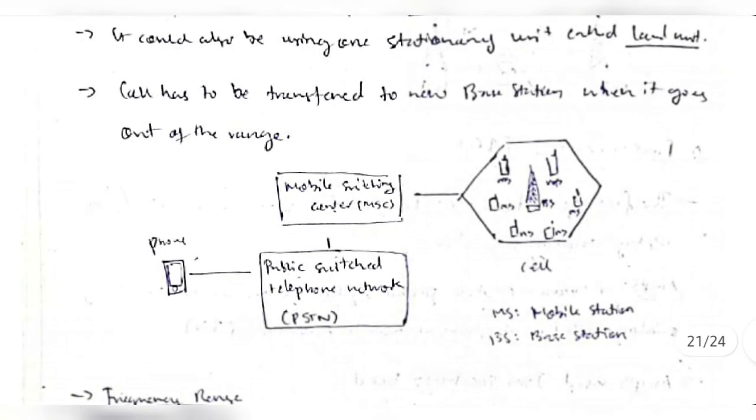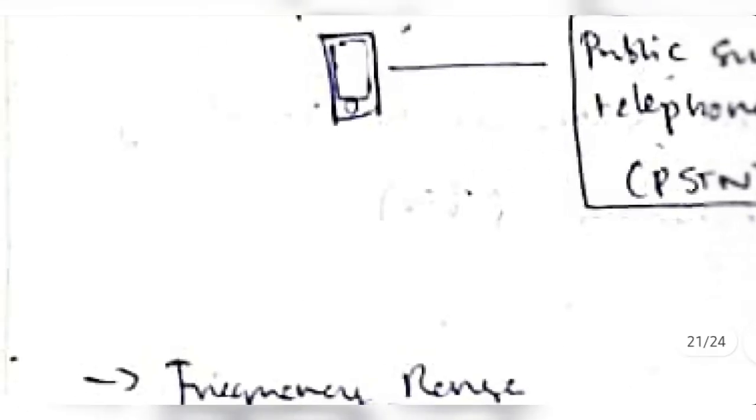And if the call is to be transferred to a new base station when it goes out of the range, suppose that you are moving in a car. See here, this one base station, this one base station. If you are moving in a car from this one to this one, the range of this one is this much only. When you go out of this range, at that time you should be connected to the new base station, right? So that will be happening from one base station to another while moving.